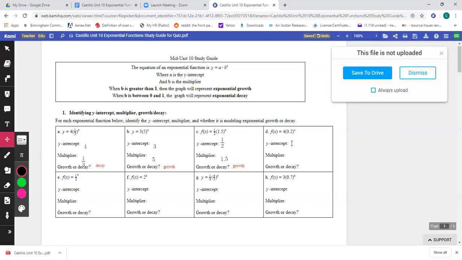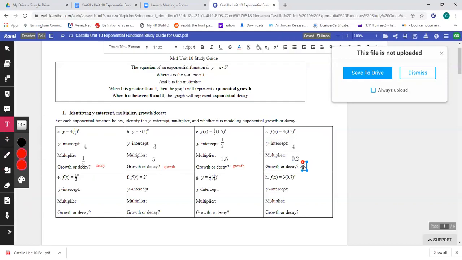For letter D, my y-intercept is 4. My multiplier is 0.2. So here, my multiplier is less than 1. So I know this is going to be decay. Remember, if it's a decimal like 0.2, 0.3, 0.4, that's less than 1.